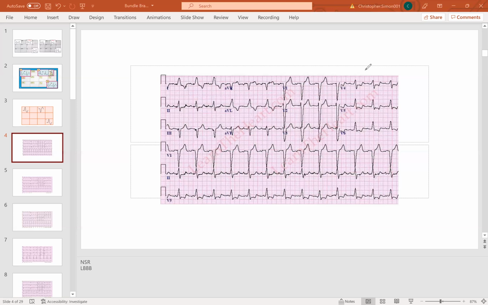So what's happening here? For whatever reason, electricity is not migrating down that left bundle. Remember, the left anterior and the left posterior fascicle are both blocked in a left bundle branch block because the block is above them. So what would we say? We would say that this is a normal sinus rhythm with a left bundle branch block. That's what we would say.